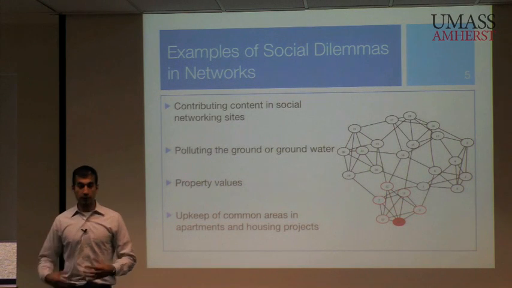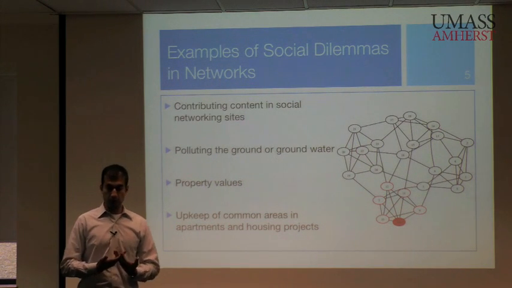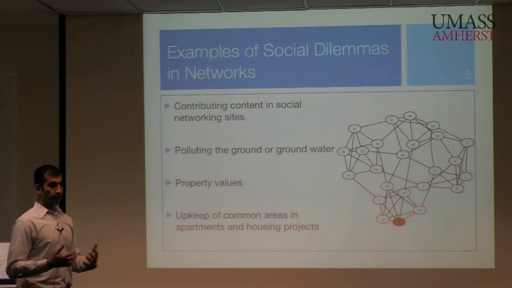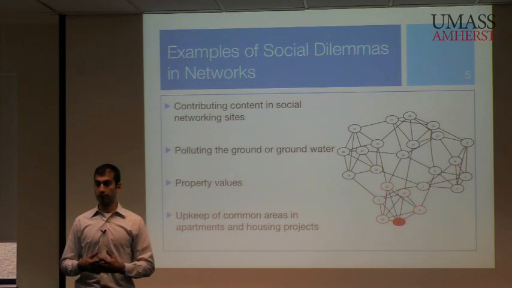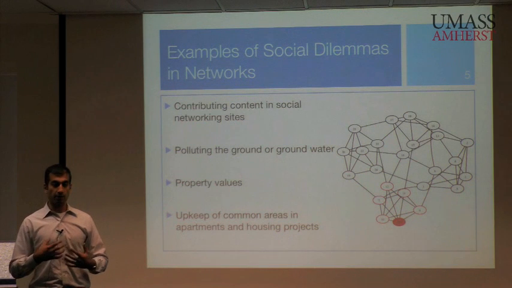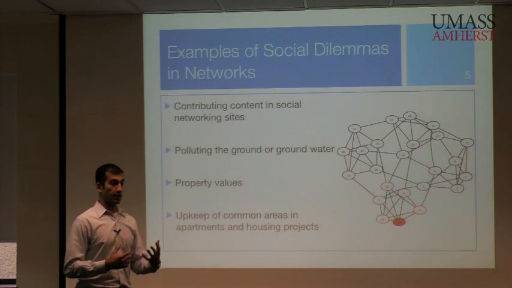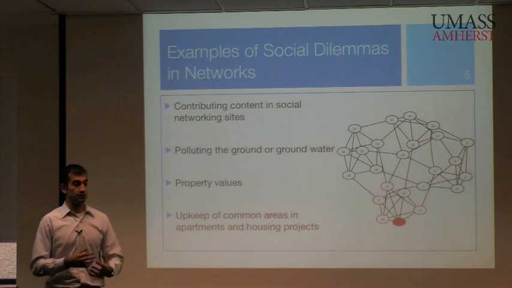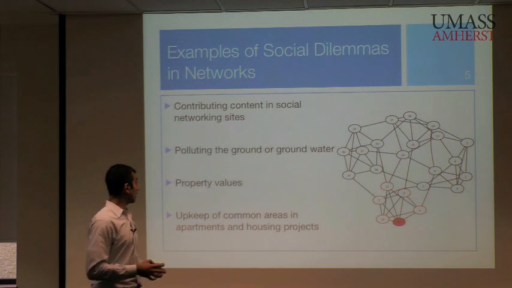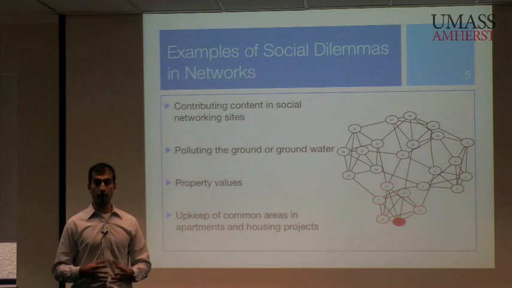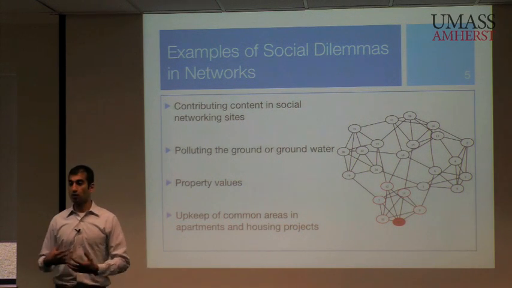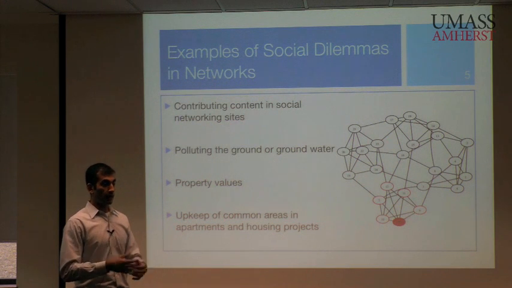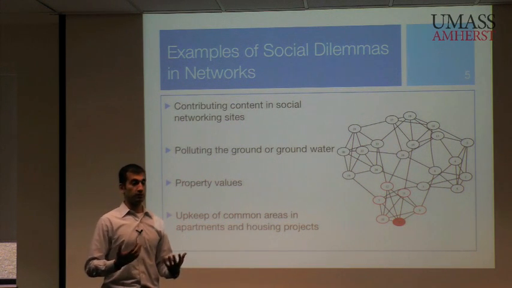Okay, so where might this happen? Where might you get a social dilemma in a network setting? There's a few places. Consider your favorite social networking site: Facebook, Flickr, Twitter. Typically, if I post a clever link or a clever status update, the people who see it are my friends. It's not a global phenomenon, it's just a local phenomenon. Consider something like polluting the ground or the groundwater. If I have a company and I don't want to pay to dispose of my waste properly, and I just dump it in the ground or the groundwater, typically the effect is local.